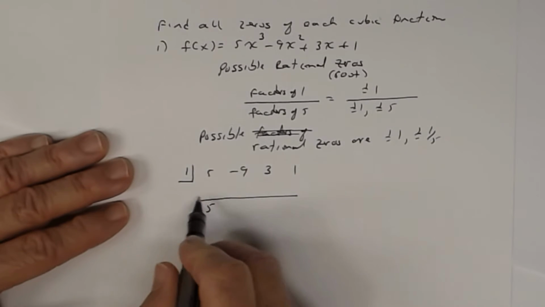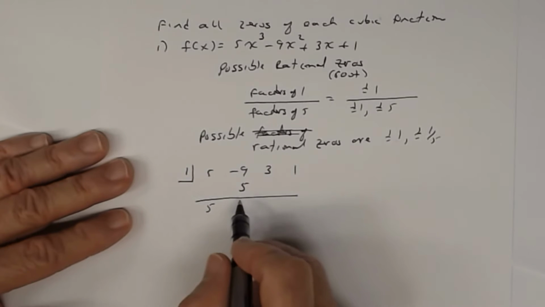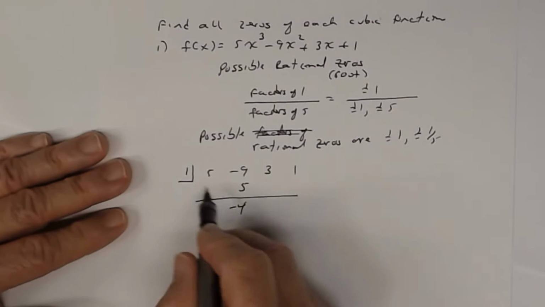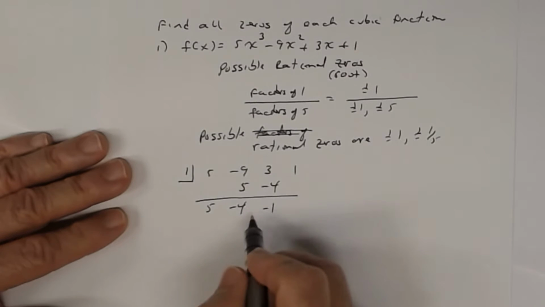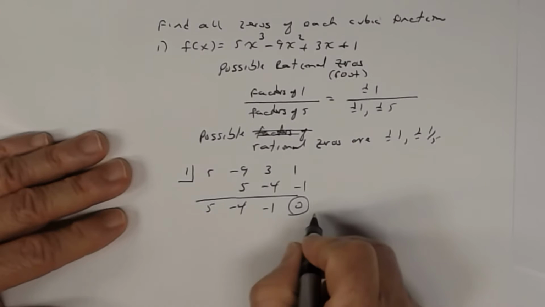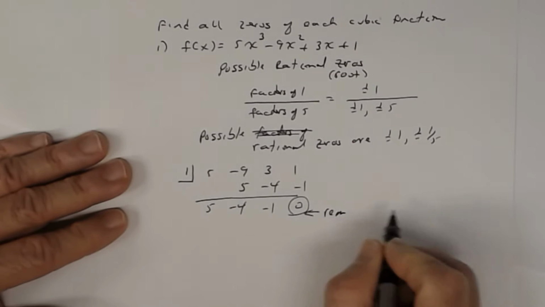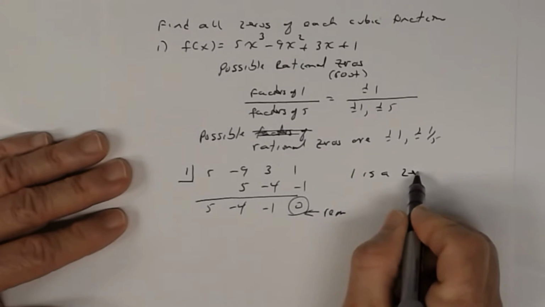Okay, bring on the 5. 1 times 5 is 5, so we're using synthetic division. -9 plus 5 is a -4. Multiply. 1 times -4 is -4. Add, we get -1. Multiply, we get -1. And there you go. We found it. So the remainder is 0. So since the remainder is 0, that means 1 is a 0.